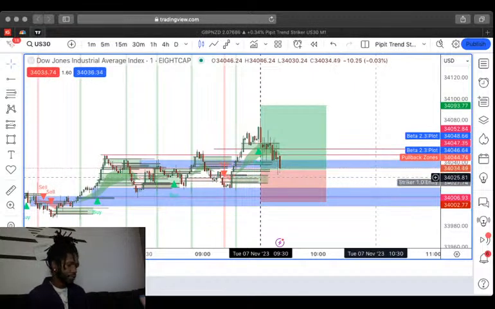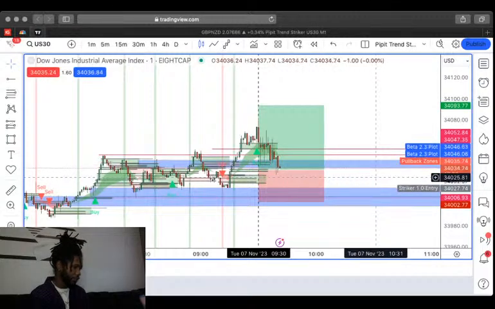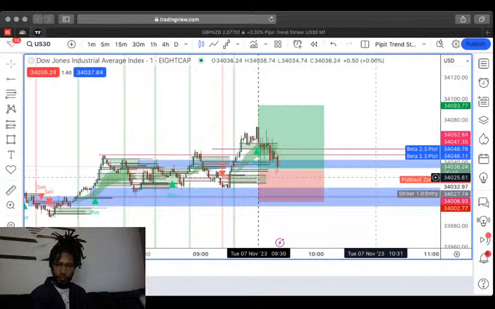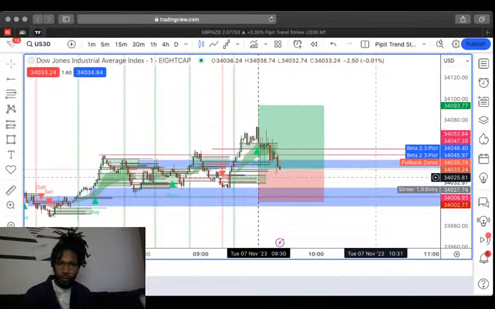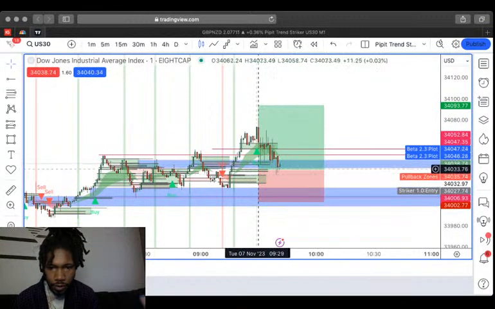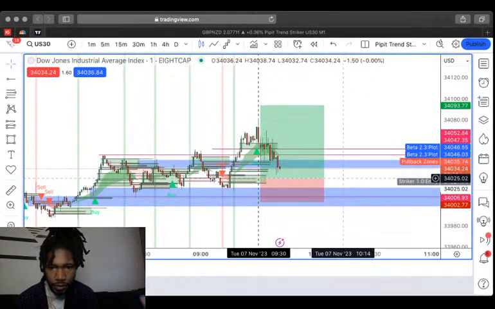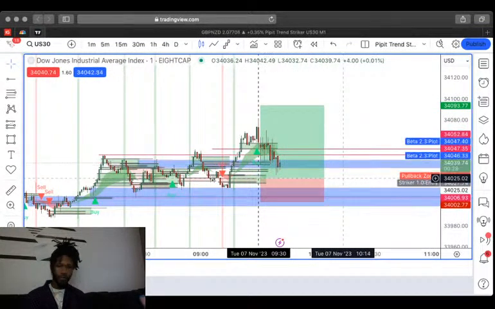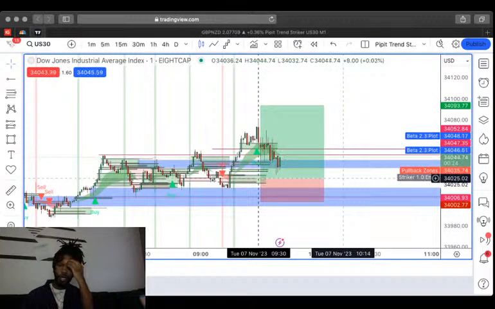Let's see if we can get the entry. I'm going to set a pending. Can we get a deeper pullback, actually? I wouldn't mind it pulling back to like here, honestly. Now, if it takes off, then that's fine. I'm not going to chase it. Like I said, I've already hit my targets, my goals for the day.